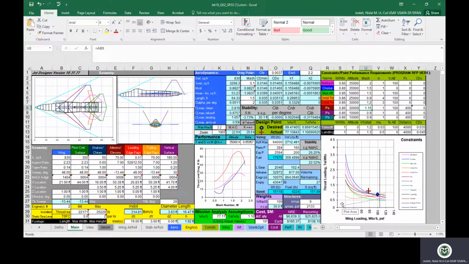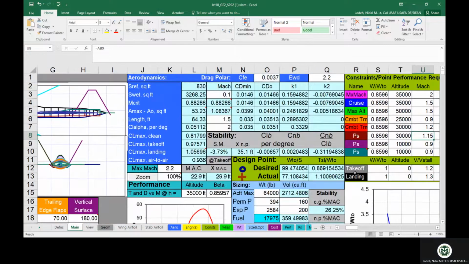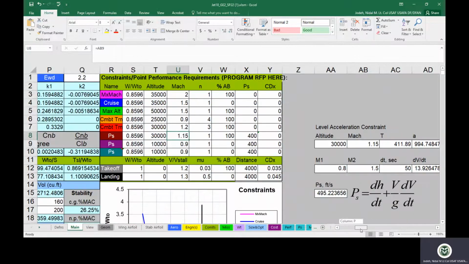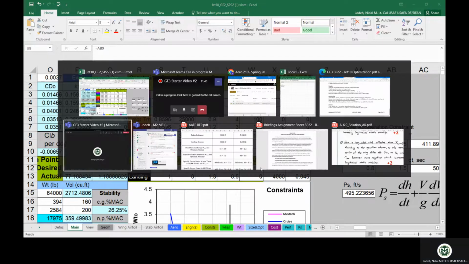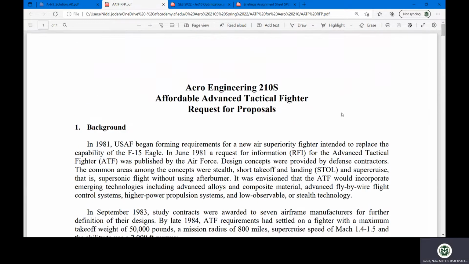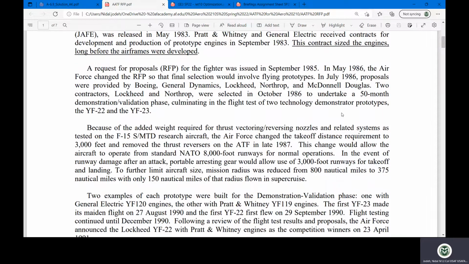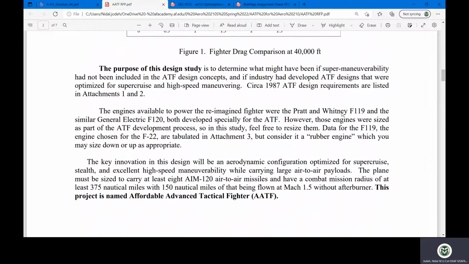Well, what do we do here first? One of the first things we need to do is make sure that the RFP is properly programmed into the constraint requirements. Do you remember the RFP? RFP had a lot of data in it. There was the discussion on the first 2 pages, right? You had to understand what the project was.